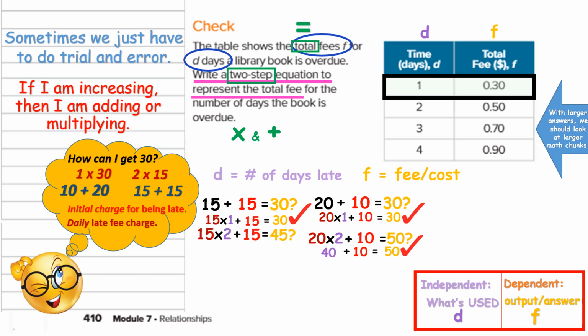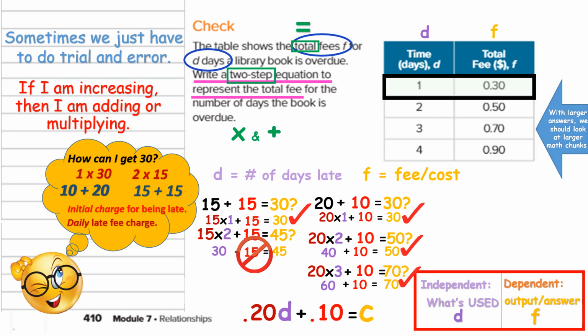What about the 15? So 15 times 2, so 15 cents a day plus the original 15, oh, that gives me 45, right? Because 30 plus 15 is 45. That one doesn't work. Well, I want to do a third trial just to make sure that I'm on the right track with the 20 plus 10. And so I plug in my next independent variable. So I know it's going to be 3 days. And if it's 20 cents for 3 days, well, 20 times 3 is 60. And then I add that original 10-cent fee for being late. Do I get the 70 that it tells me? I absolutely do.